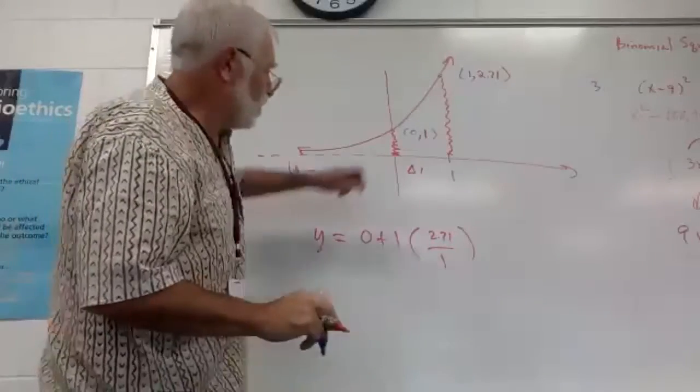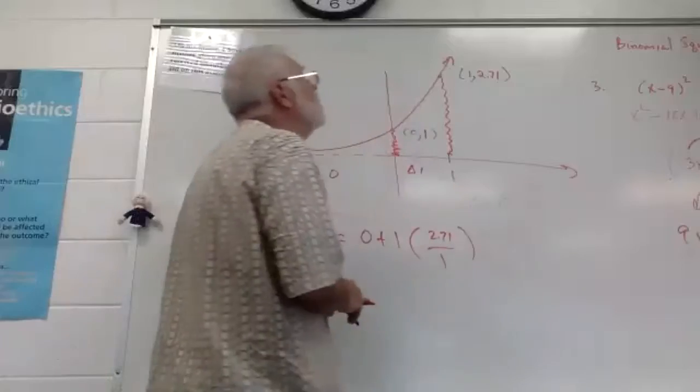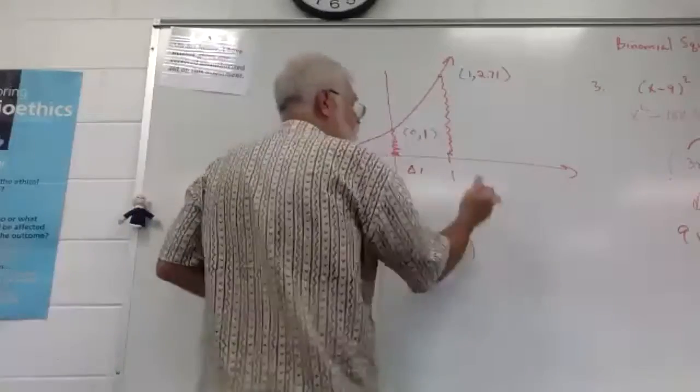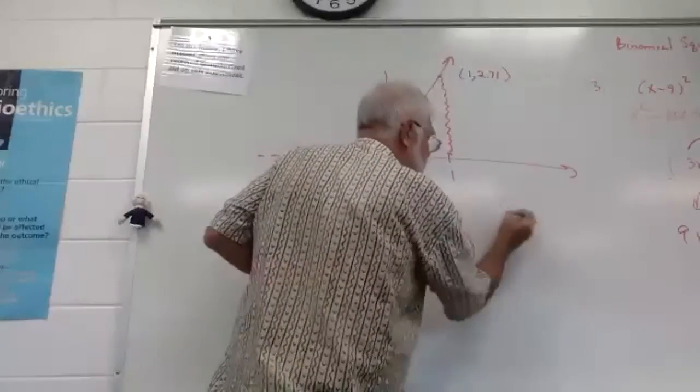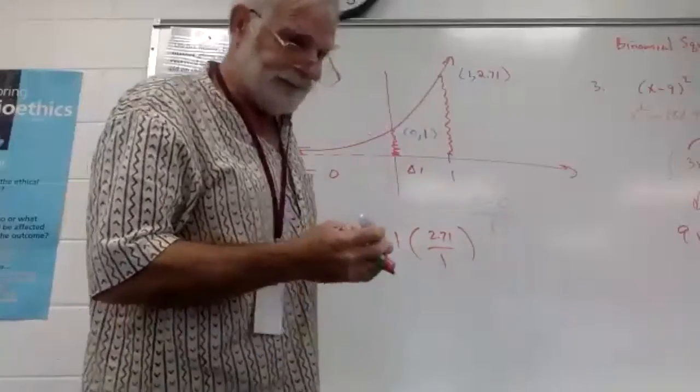What's the x that's important? The first one is 0, so I write x minus 0. And the next one is 1, so it's changed by 1. I'm losing this marker, so I'm going to have to go all red in a second. Okay, I'm going to go all red.